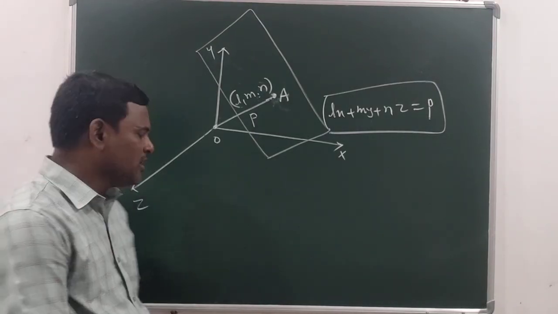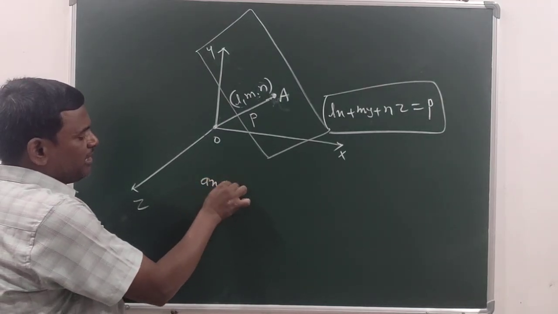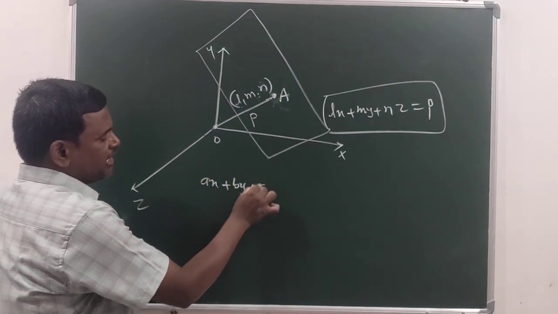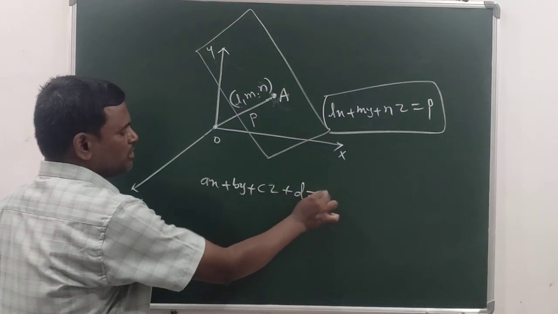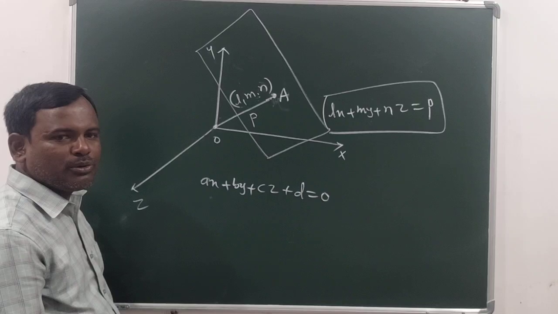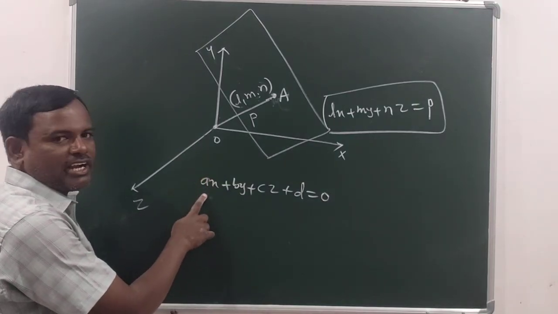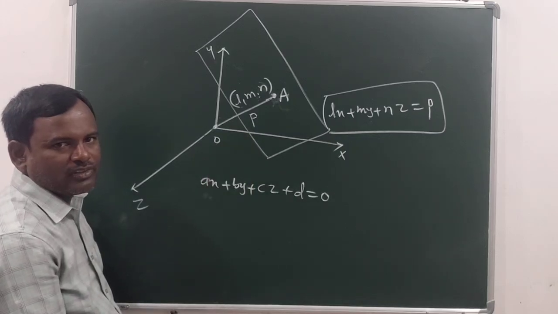Okay, students? Right. See, sometimes Ax plus By plus Cz plus D equal to 0, the plane equation will be given like this, and they will ask you to convert this plane from this standard form into the normal form.